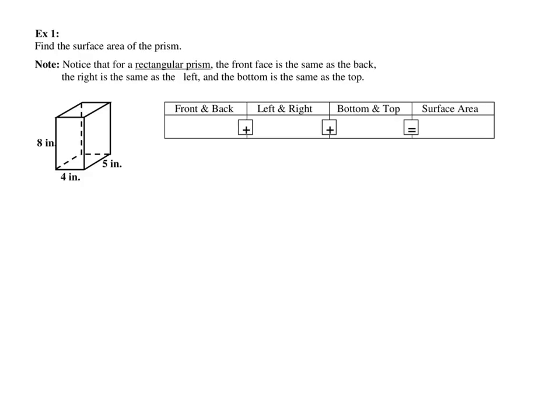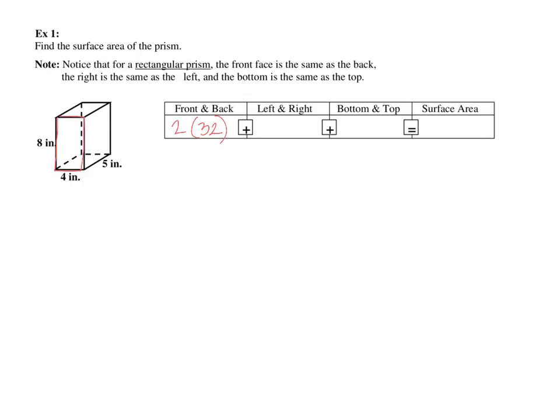Find the surface area of the prism. Notice that for a rectangular prism, the front face is the same as the back, the right is the same as the left, and the bottom is the same as the top. So here I have the front face. The area of that is 8 times 4, which is 32. But how many of those faces do I have? I have 2 of them.